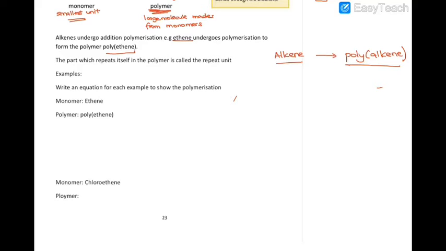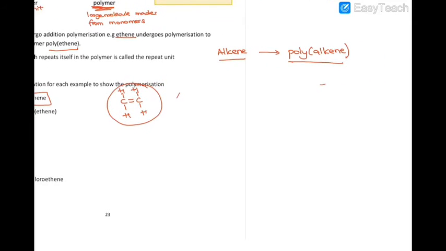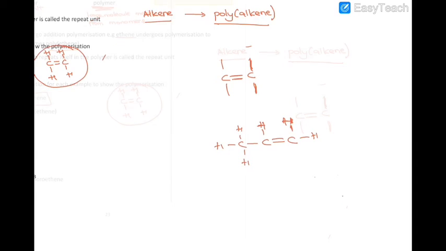So let's take, for example, the monomer ethene. Ethene looks like this. Whenever you're doing addition polymerization, it's very important that you try to draw the molecule in this format, where you have C double bond C, and then whatever else is bonded to the carbon will be on top and on bottom.